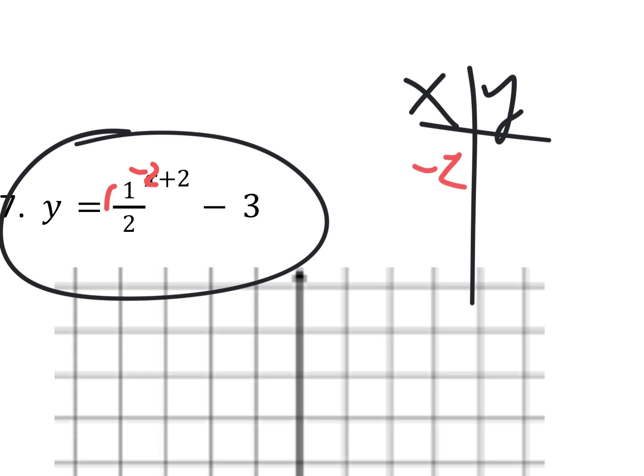Now all of a sudden I have 1/2 to the 0. That I can do in my head. And then the 0 power is 1. And then I take away 3. 1 minus 3, -2. -2, -2 is for sure on this graph.